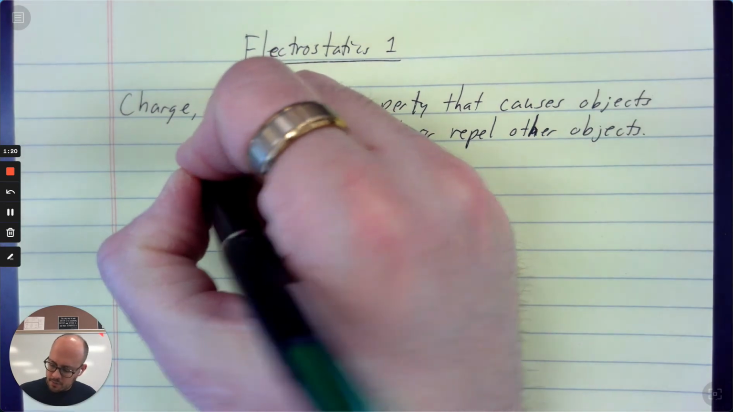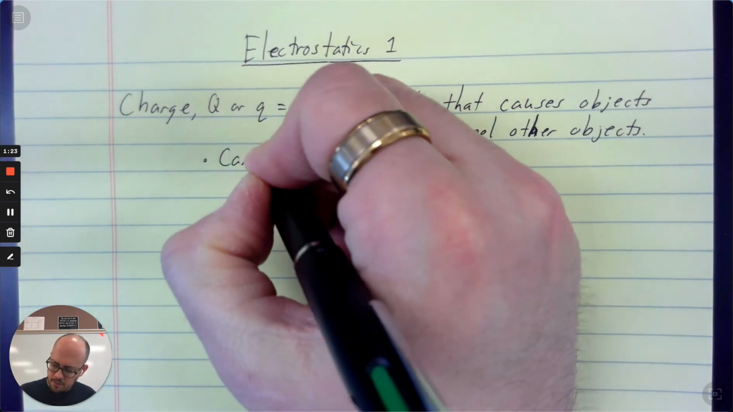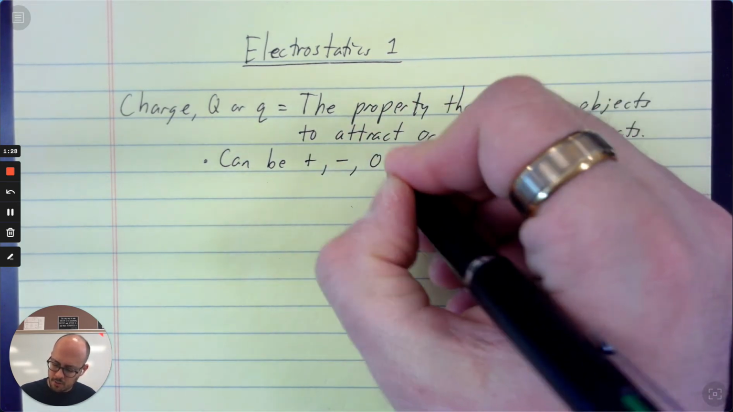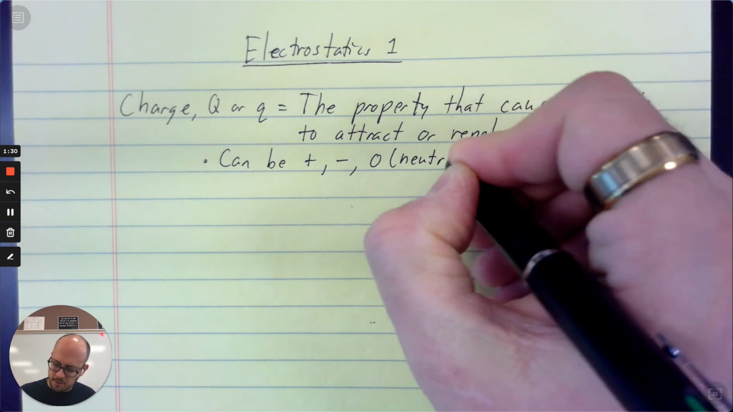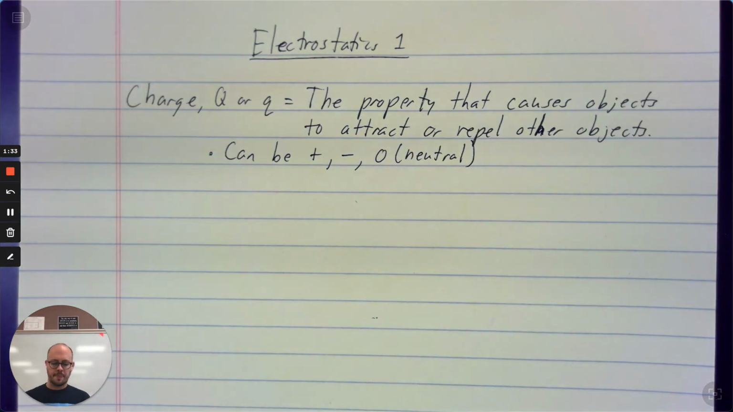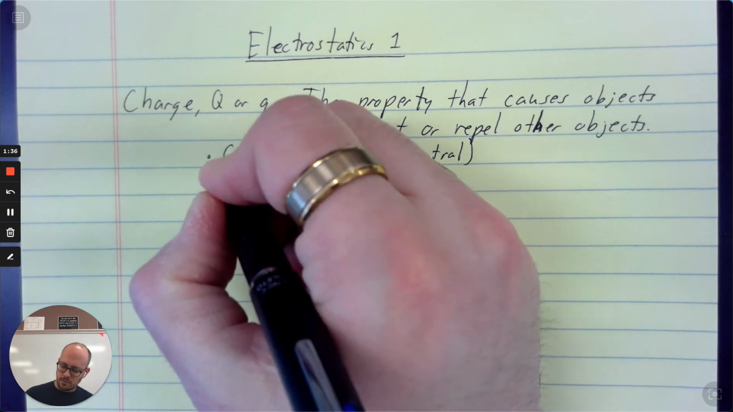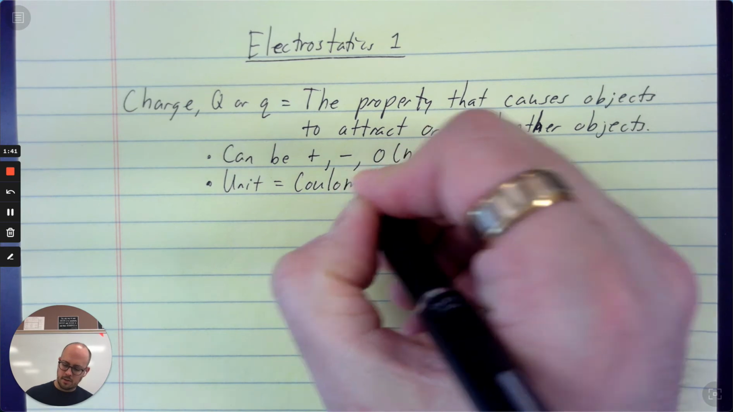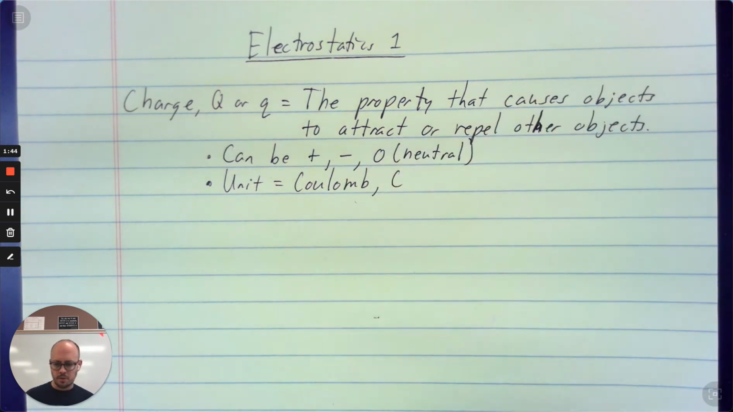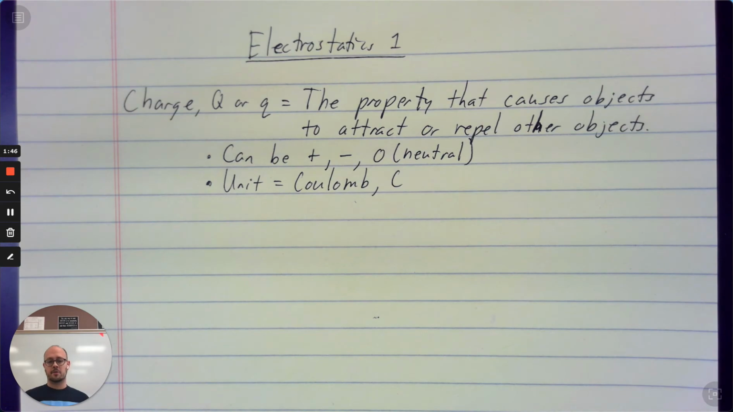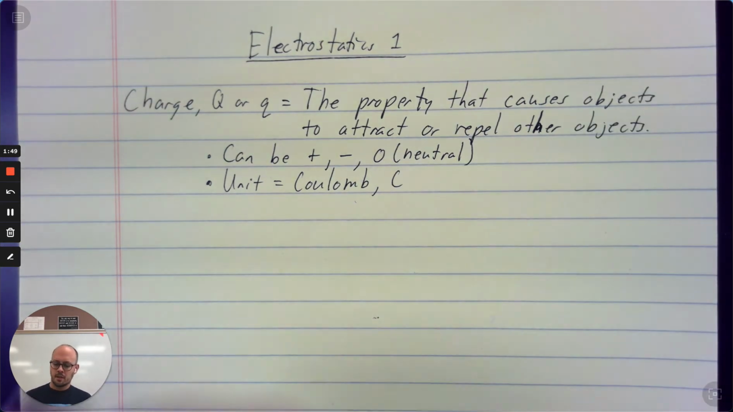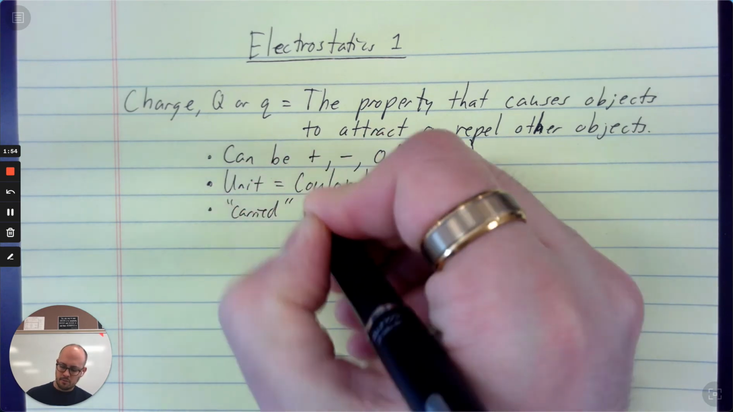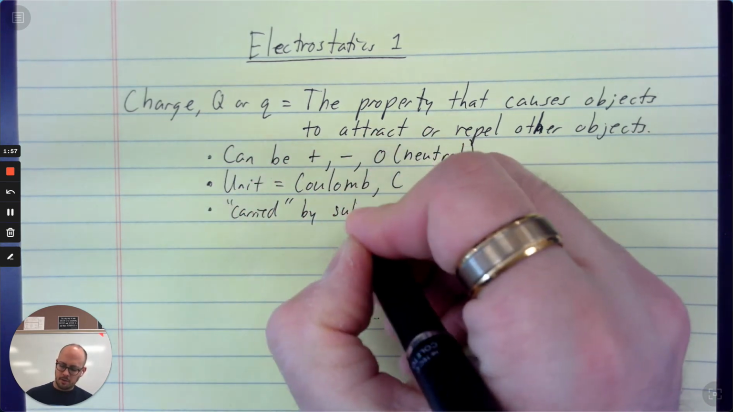So this idea of charge: an object can have a positive charge, a negative charge, or zero charge. When something has a charge of 0, we call it neutral. The unit of charge is the coulomb. All the units of measurement in this unit of physics are named after people, and so you'll see lots of capital letters. Charge is carried by subatomic particles.